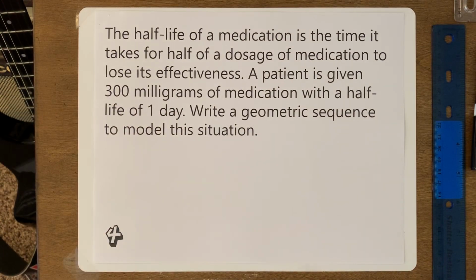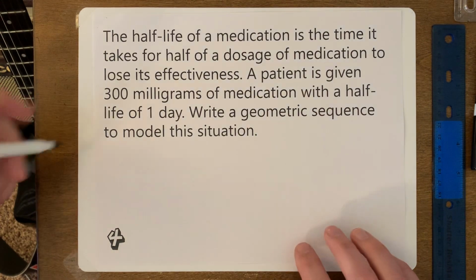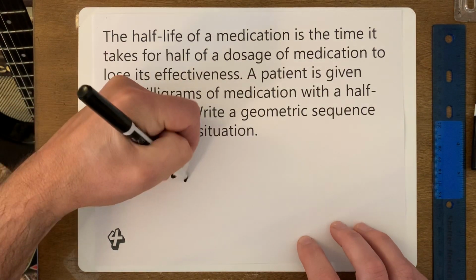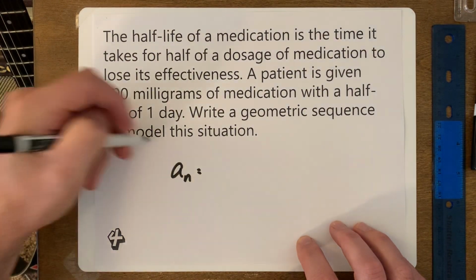The half-life of a medication is the time it takes for half of the dosage of medication to lose its effectiveness. A patient is given 300 milligrams of medication with a half-life of 1 day. Write a geometric sequence to model the situation. All right, so we have a sub n is equal to, and then we have our first term, which would be 300 milligrams.